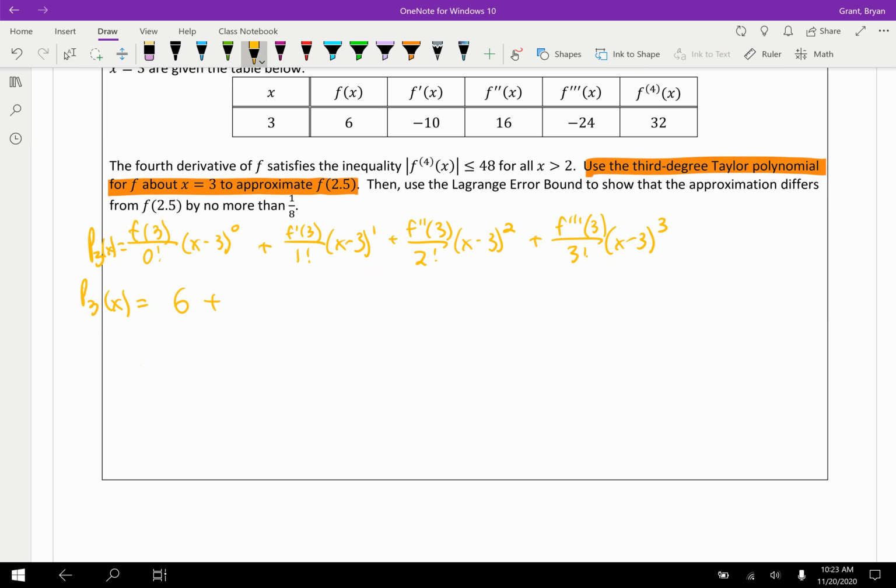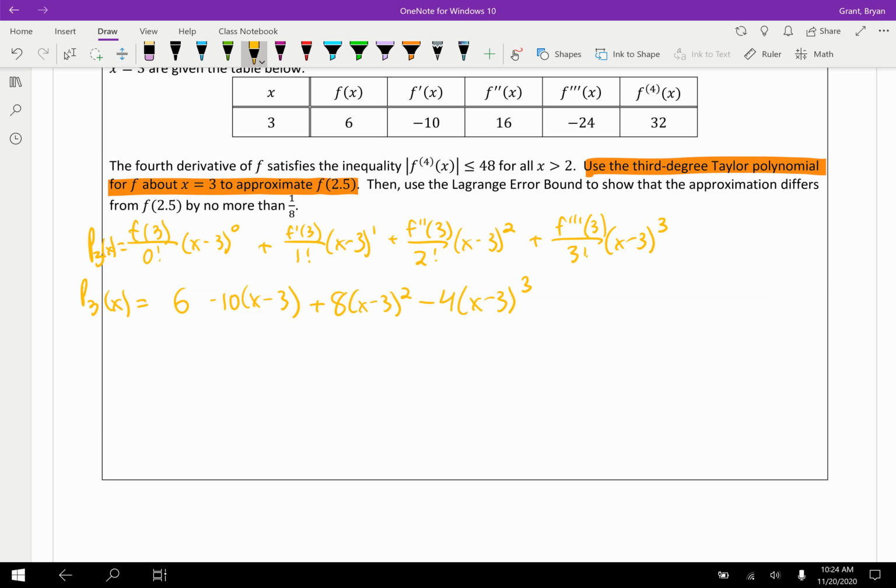f prime of 3 is negative 10. Negative 10 over 1 is negative 10 times x minus 3 to the first. f double prime is 16, but 16 over 2 is 8. So it looks like this guy. And then f triple prime is negative 24, this is 6. 24 divided by 6 is 4. And we're here. Nice. Okay, so we've got our third degree polynomial.